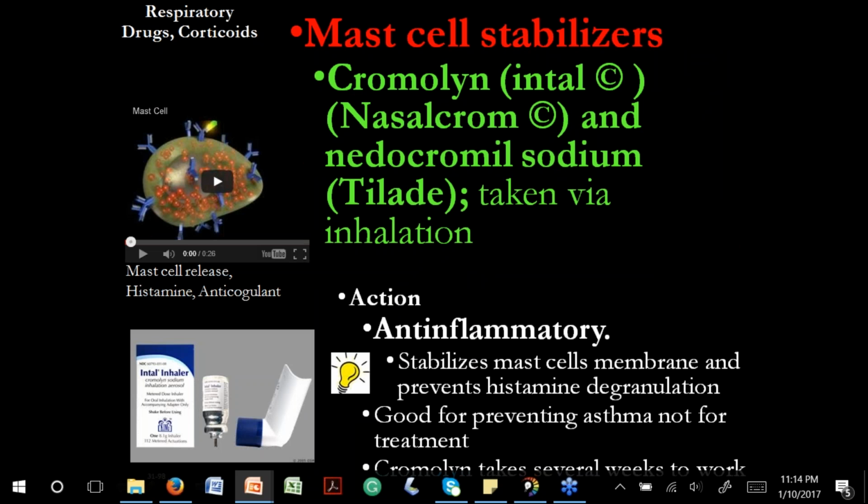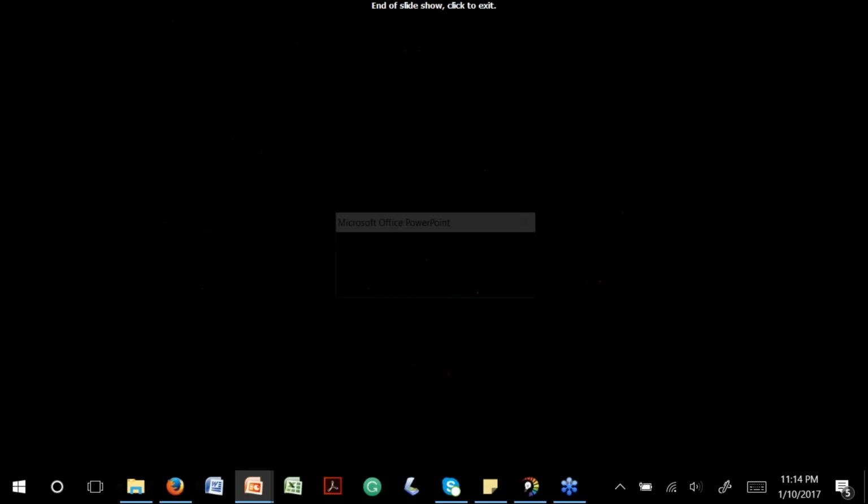Mast cell stabilizers, we have cromolyn. So please, I want you to review your medications, to be familiar with the names and the group of the medication.